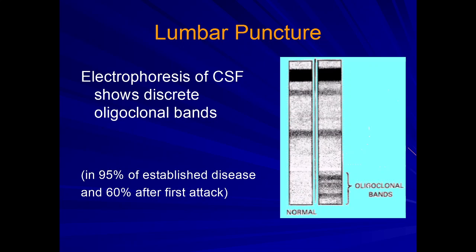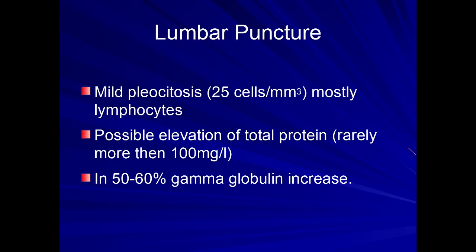Lumbar puncture. If electrophoresis of CSF is done, it will show discrete oligoclonal bands, but only in 95% of established disease and 60% after the first attack. Mild pleocytosis, possible elevation of total protein and gamma globulin increase.